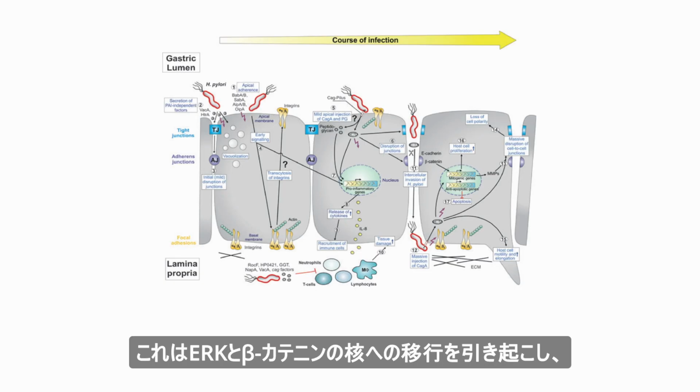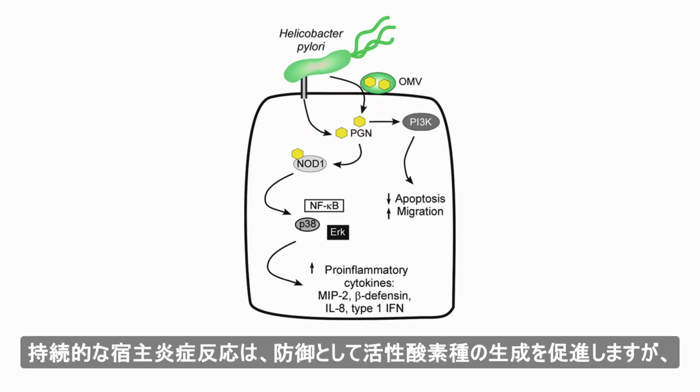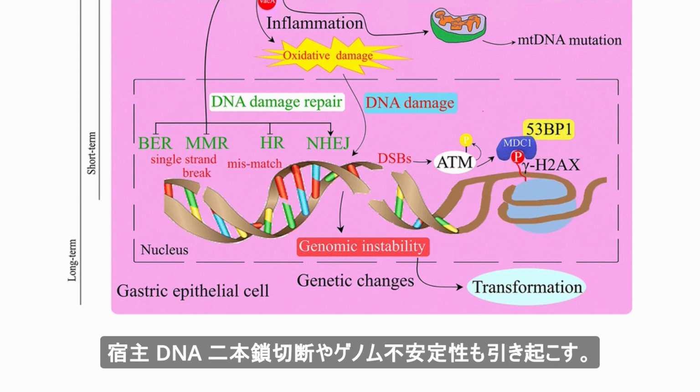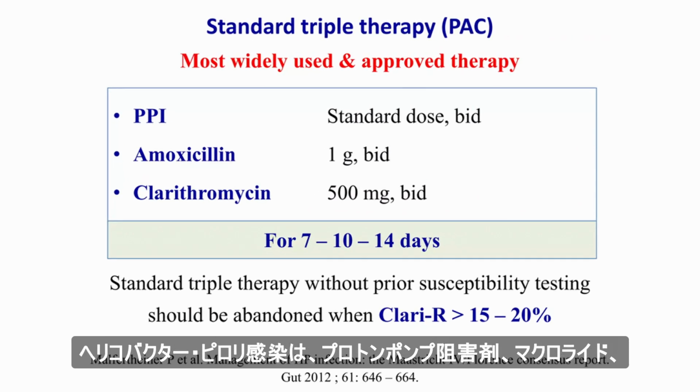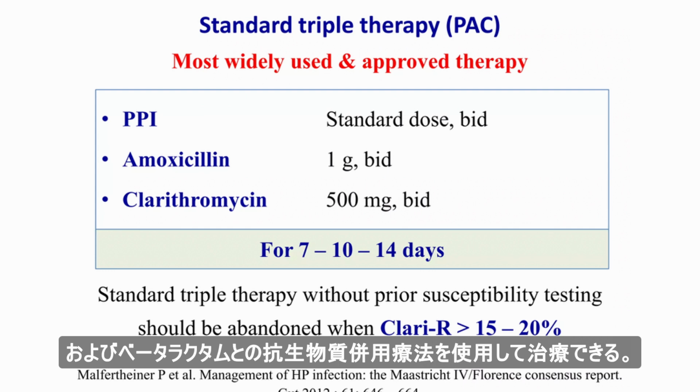This triggers translocation of ERK and beta-catenin to the nucleus, which promotes abnormal cell proliferation. Persistent host inflammatory responses promote production of reactive oxygen species as a defense, but also cause host DNA double-stranded breaks and genomic instability. H. pylori infection can be treated using antibiotic combination therapy with a proton pump inhibitor, a macrolide, and a beta-lactam.